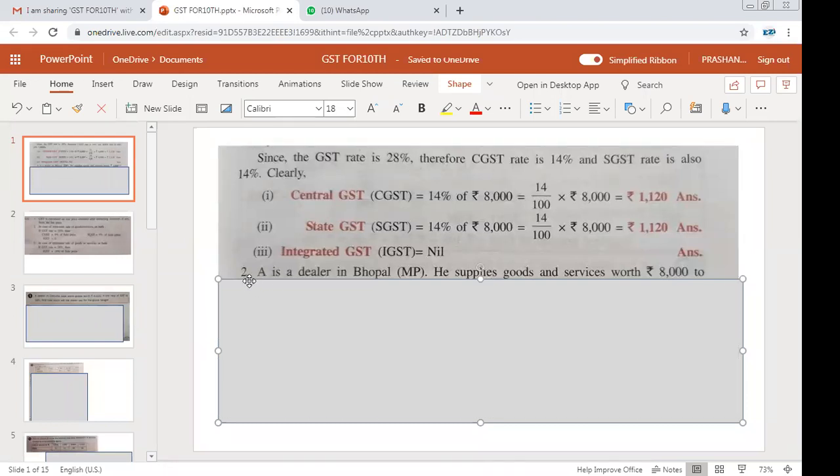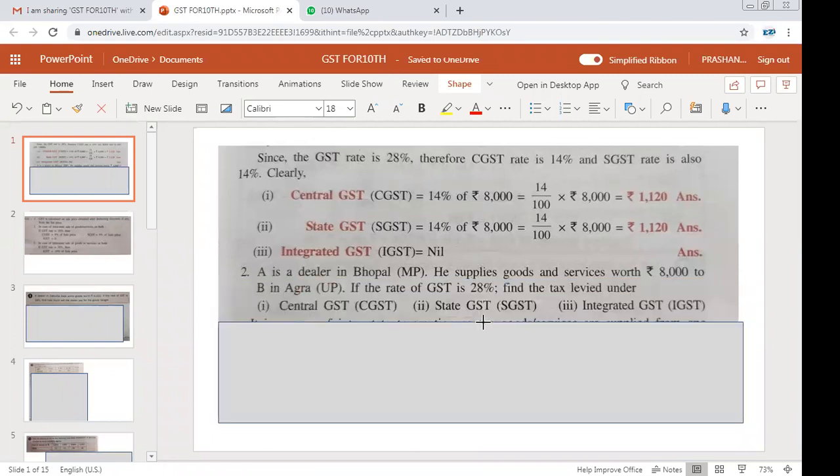And now let's see case 2, students. What is happening in case 2? Suppose A is a dealer in Bhopal. Bhopal is in MP, that is Madhya Pradesh. He supplies goods and services worth rupees 8,000 to B, who is in Agra. Agra is in UP. If the rate of GST is 28%, find the tax liable under CGST, SGST and IGST.